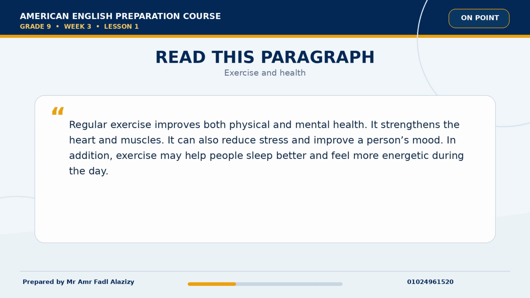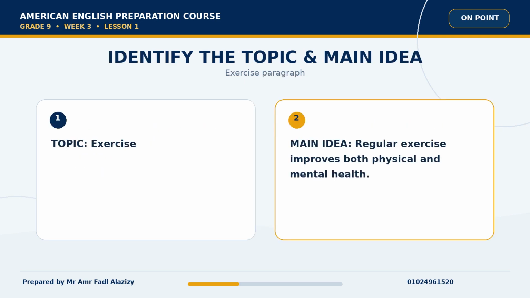Read this paragraph. Regular exercise improves both physical and mental health. It strengthens the heart and the muscles. It can also reduce stress and improve a person's mood. In addition, exercise may help people sleep better and feel more energetic during the day. What is the topic? The topic is exercise. What's the main idea? The main idea is regular exercise improves both physical and mental health.